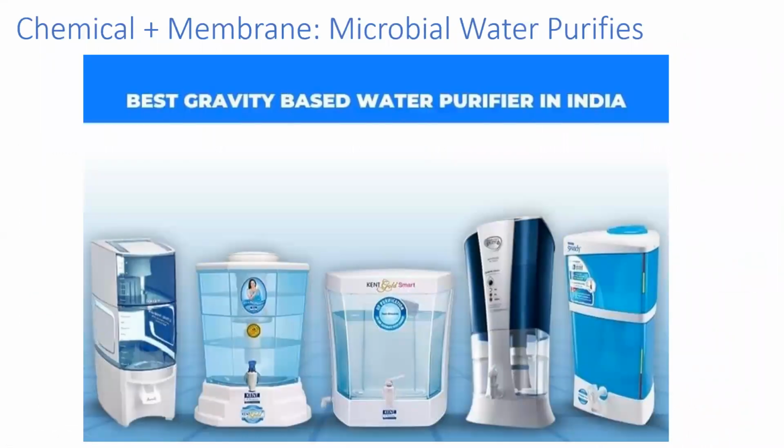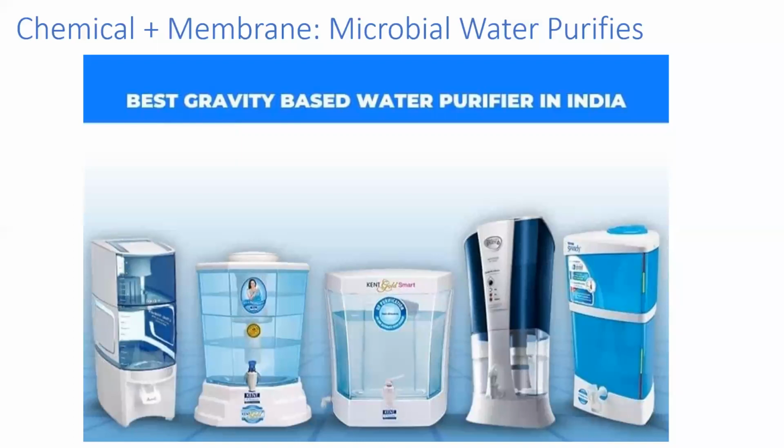Then we have chemical plus membrane purifiers. They call them microbial water purifiers. So they are not talking about the removal of any chemical from the water. They are microbial, meaning they try to disinfect the water by putting some oxidizing agent like chlorine, iodine, and silver into the water, so that the bacteria and viruses, even if they are there in the water, will not be able to multiply, and that we call disinfected water.